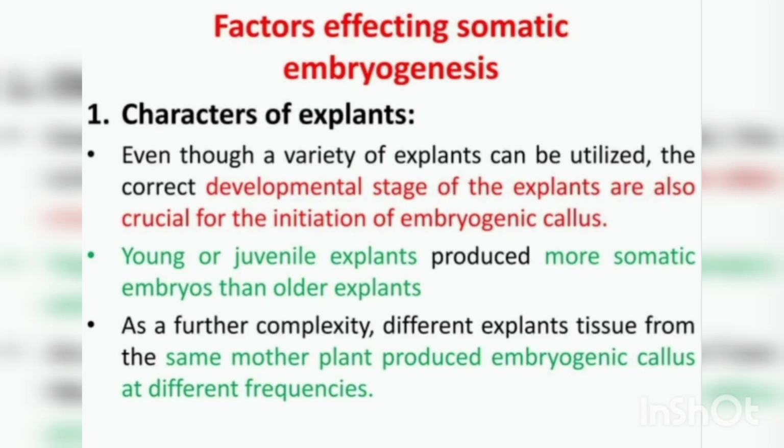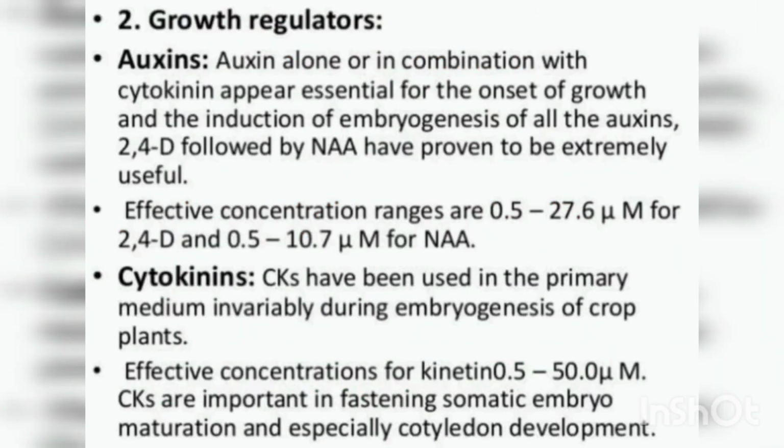So coming to the characters of explant, the explant should be from a young plant, and the cells also matter. From where the cell is taken, that also matters. Then the next thing is growth regulators. We can see auxins and cytokinins play a key role in the development of somatic embryos. Auxin in combination with cytokinin induces the embryogenesis and also the growth of the embryo.